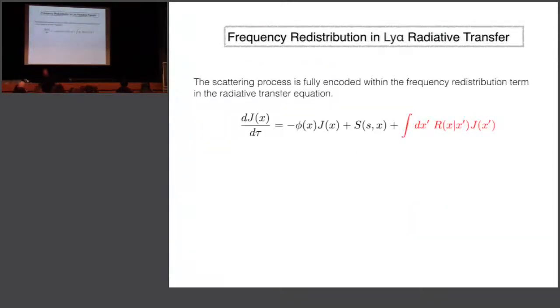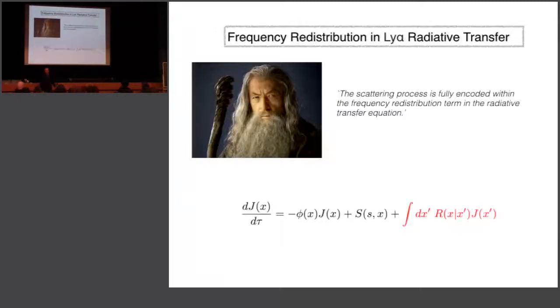And so let me just say one thing. So this is actually quite a deep statement. Sorry, I already botched the joke a little bit, but in any case, this is quite a deep statement. If you read this statement, the scattering process is fully encoded within the frequency redistribution term. That sounds pretty good. However, if Gandalf says it, it sounds even better, right? Sorry, I think it really does. The scattering process is fully encoded within the frequency redistribution term in the radiative transfer equation. Okay, good. And this is a snowball, by the way, here.